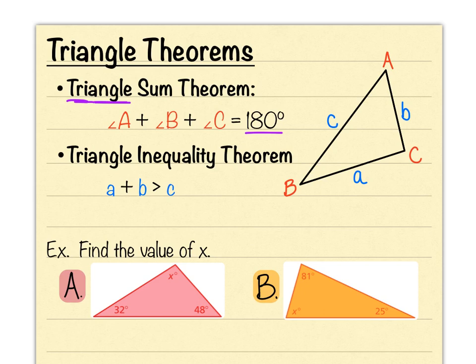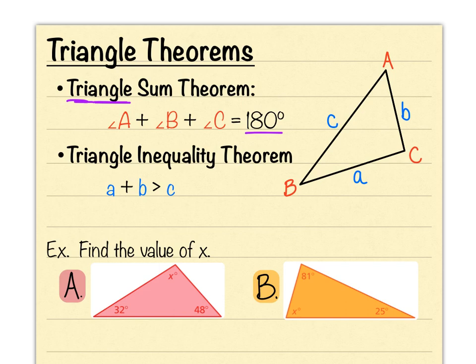The next theorem that we'll talk about tomorrow is the triangle inequality theorem. This theorem says that the two shorter sides of a triangle have to add up to be larger than the third side, the largest side. That's why it's called the inequality theorem. We'll talk more about this tomorrow.